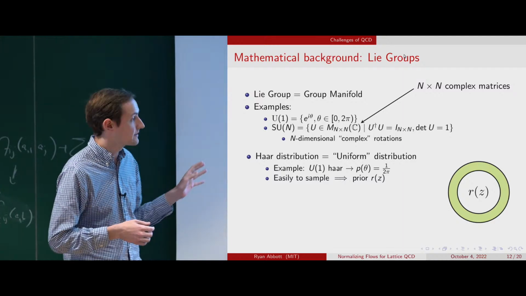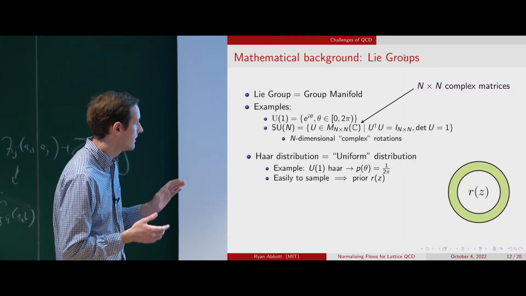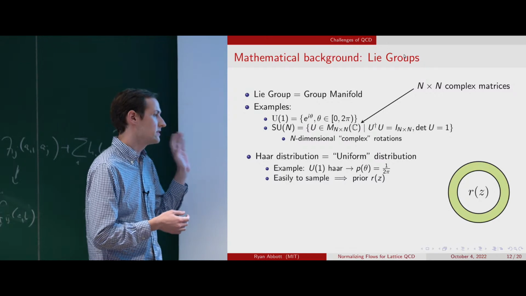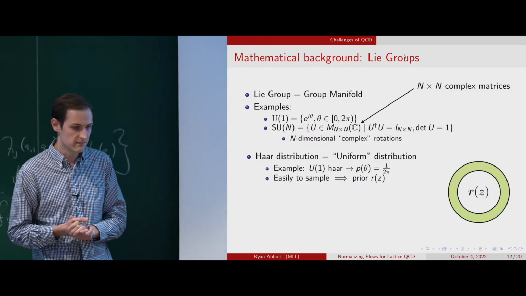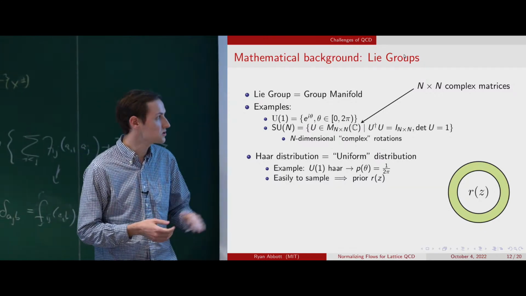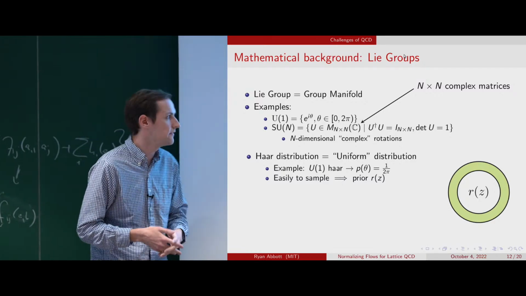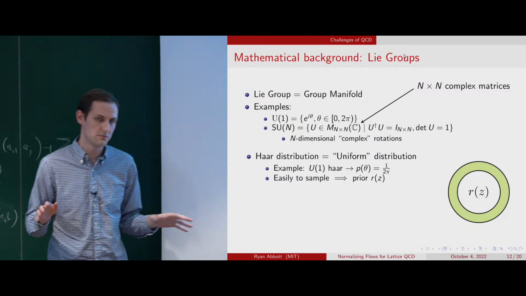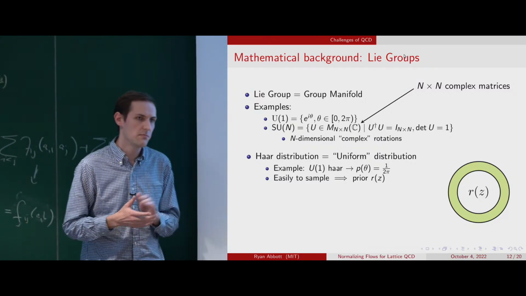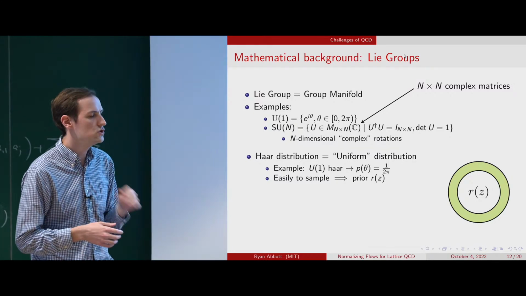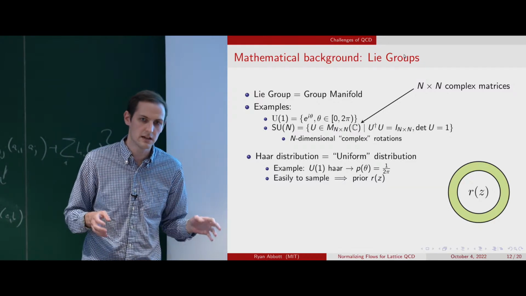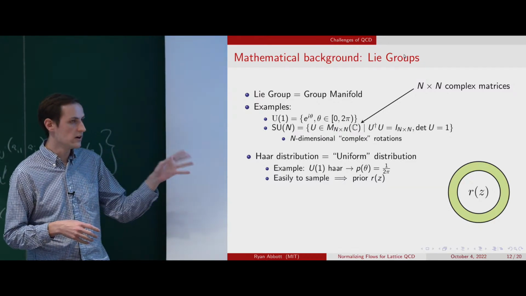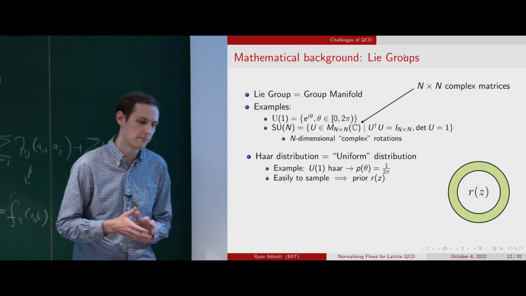And one other aside that I just want to state here to make things clear is that there's a nice distribution on all of these spaces. In fact, there's a nice distribution on just about every Lie group, which is called the Haar distribution. This is really just kind of the uniform distribution. For the case of U(1), it is literally just the uniform distribution on the circle. For SU(N), it gets a little bit more complicated, but it is something that we do know how to easily sample from, and we can easily evaluate its density. So this will actually end up being very useful, and this will usually end up being our prior.